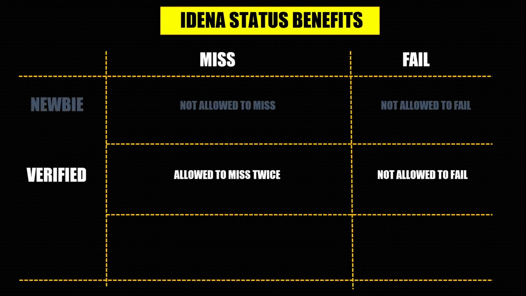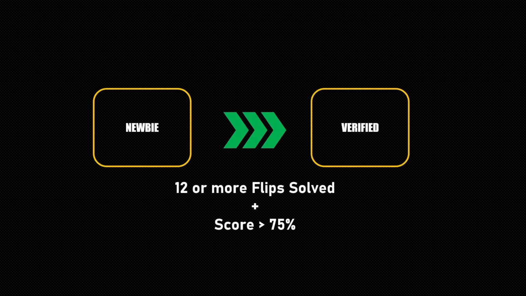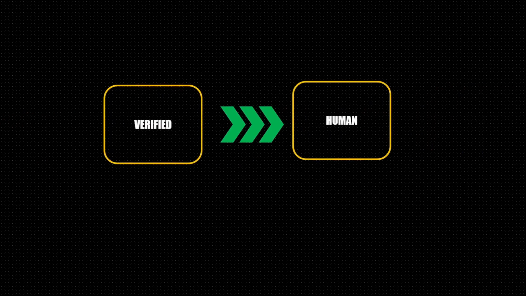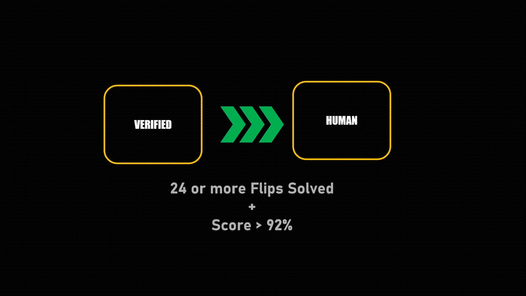Verified users are allowed to miss a validation twice in a row. In case a verified user misses a validation, they should just wait and attend the next one. But if a verified user fails a validation, then the identity reverts to non-validated status and 100% of their staked funds are burned. The identity status changes from verified to human after the user has solved 24 or more flips across all of their previous validations during a short session and has an average score of 92% or higher. This usually happens after 5 consecutive and successful validations and in some rare cases after 4.